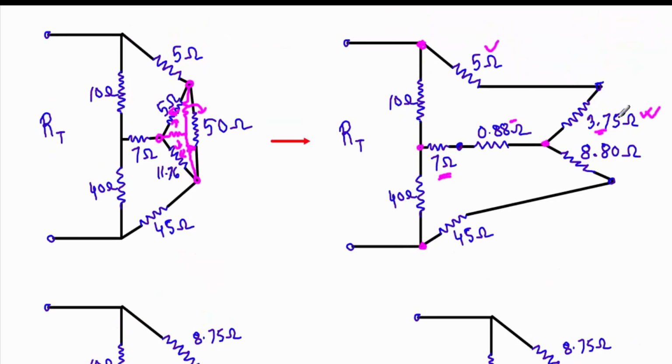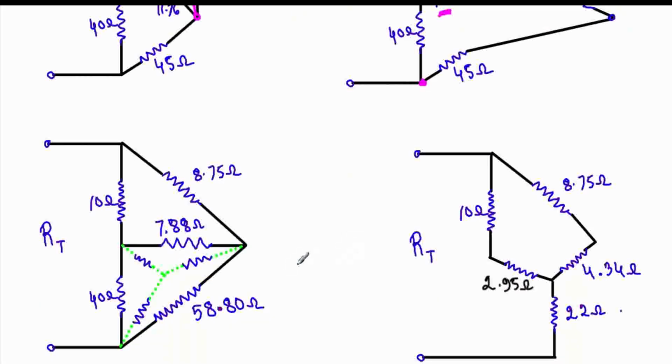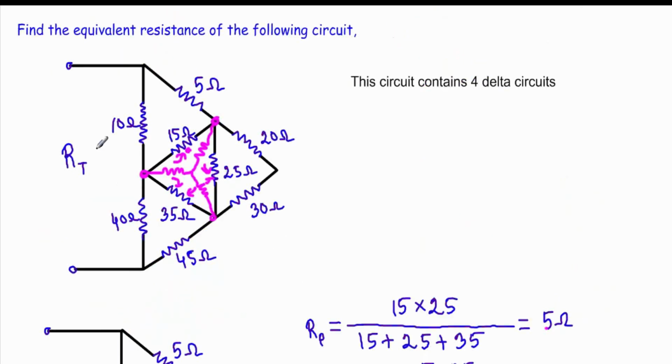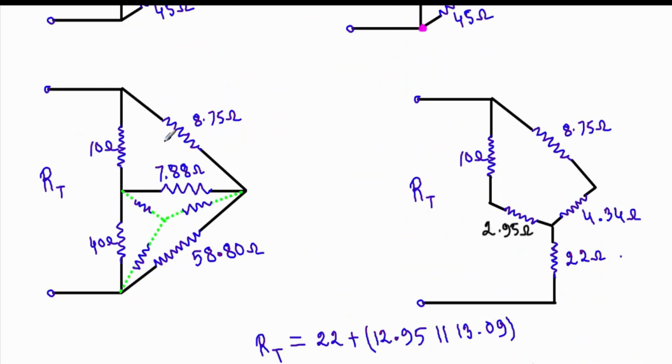If I add them up, we will get 8.75, we will get 7.88 and we will get 53.8. Now that will form only two delta circuits. One is this and another is this delta. We started with four delta circuits, but here the delta circuits have been reduced to only two individual delta circuits. Now I will perform another delta-Y conversion to simplify our circuit.